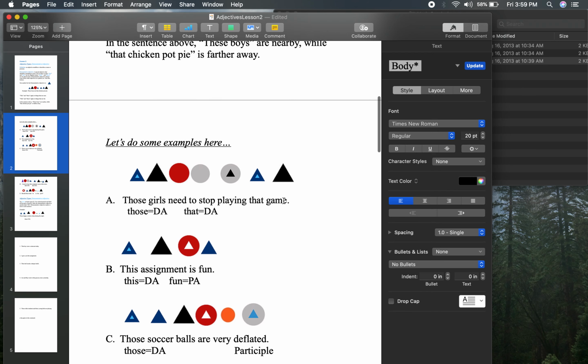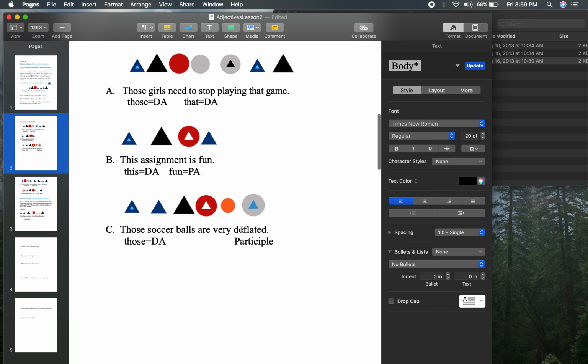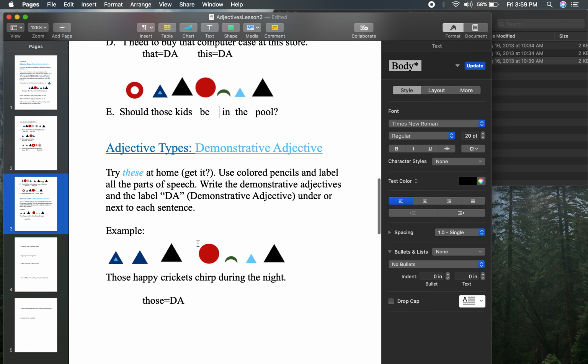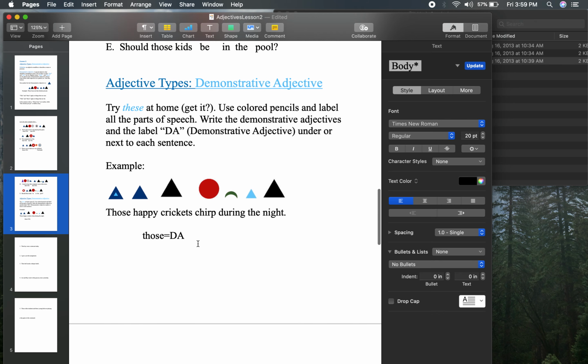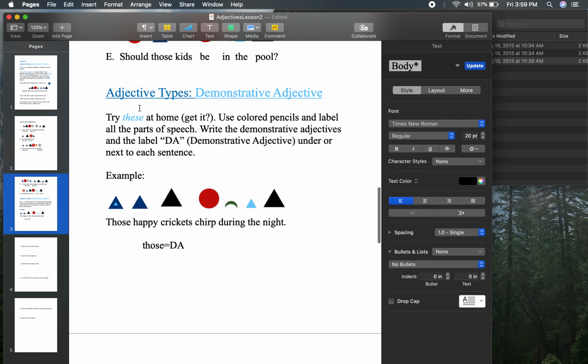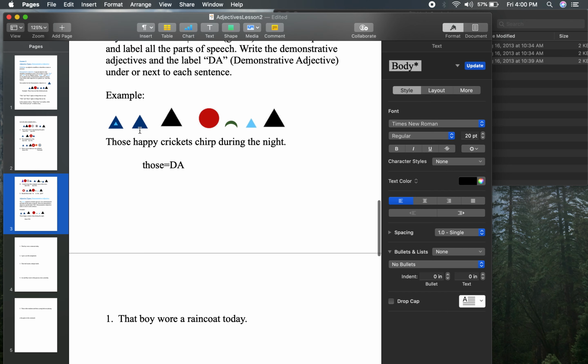All right, so these, get it? These are the ones we practice. These examples, I should say. These examples are the ones that we practice that I will leave for you when we do the follow-up. The follow-up is to do these sentences. Get it? Try these at home. These sentences, although it should be sentences, because otherwise it's a demonstrative pronoun. Try these sentences at home.